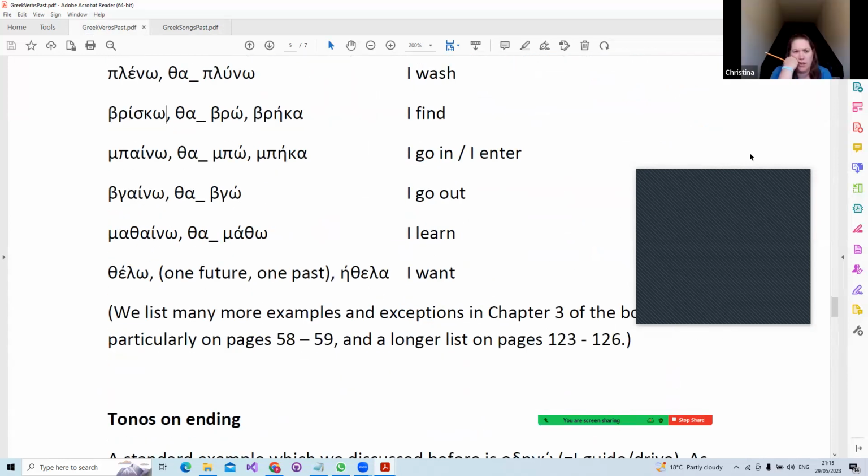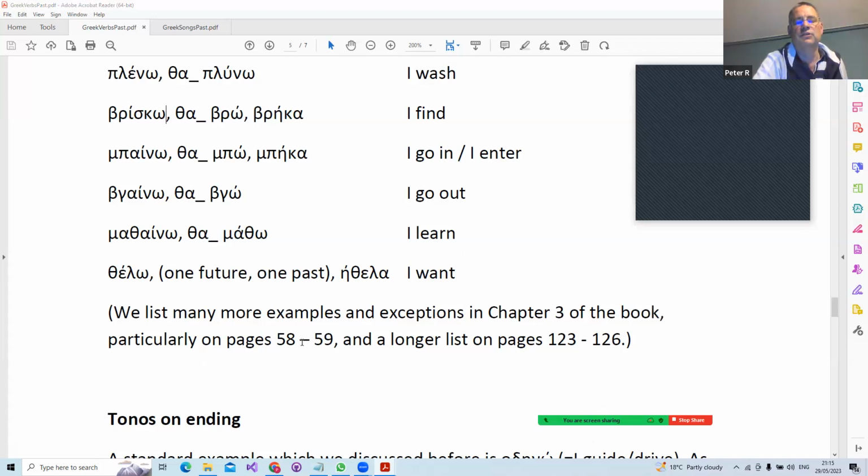In your book, you'll find some examples of the most common ones, which I think includes all of these in pages 58, 59, and a 4-page list of them at the back of the book.